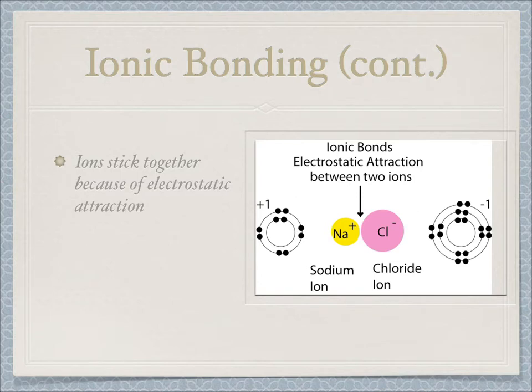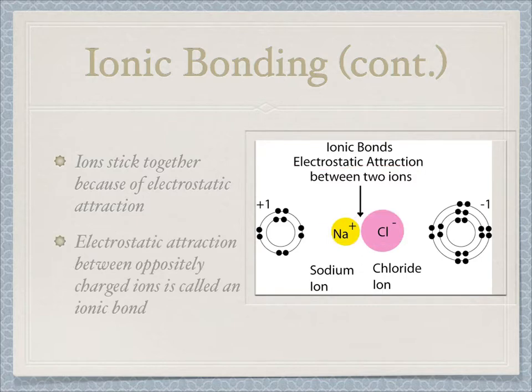Ions tend to stick together because of this charge. It's like having a very, very powerful magnet. So you've got this positive charged ion, you've got this negatively charged ion, and that pulls them together very, very tight. This is an extremely strong bond. This is known as an electrostatic attraction. The electrostatic attraction between those two charged ions is known as an ionic bond. And this is one of the most stable, strong bonds that we know of.